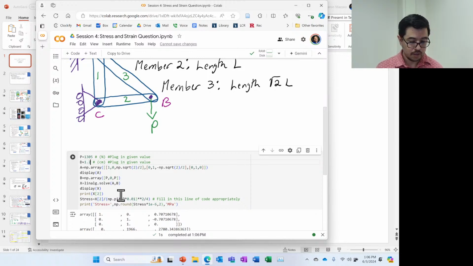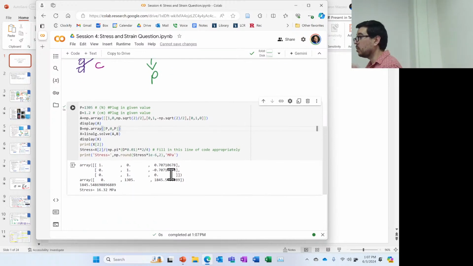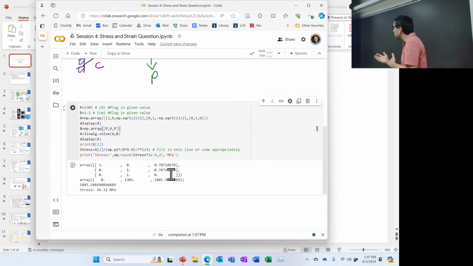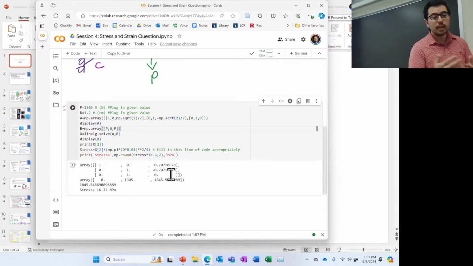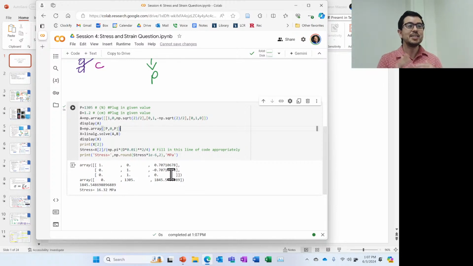Okay, and then I have the D, because I did D times 0.01 here, right? And so then when I hit this, I get 16 megapascals. That sounds about right. Okay, so that's one way to do it. Yes, it's easy for me to do because I've done it a bunch of times.